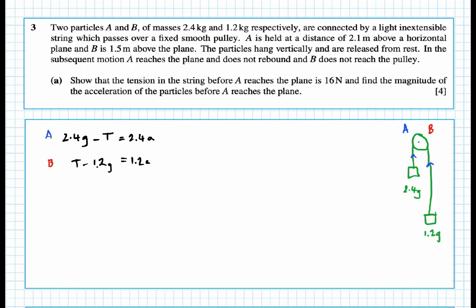So that's a whole system. You can put it together. T and T, so tensions cancel out. You'll get minus 12 is equal to 3.6 A. And so A is 3.33, so 10 over 3 is the accurate answer, meters per second per second. From there, we'll sub that back in. So we can substitute that value back into one of our equations, and we'll get T is equal to 16 newtons. So we found the tension in the string and the magnitude of the acceleration before A reached the plane.